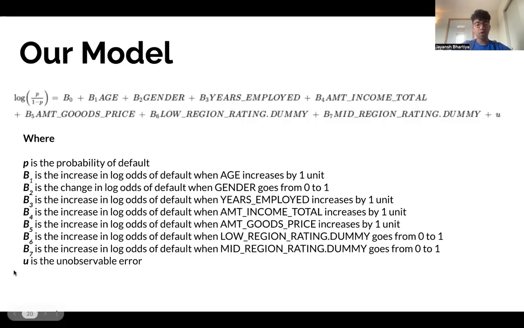The final step of our model was making a regression model using the logistic regression technique. We basically modeled the log odds on a variety of variables, which were age, gender, years employed, the total income, the goods price for which the loan was being asked, and the dummies for the region rating where these people live.